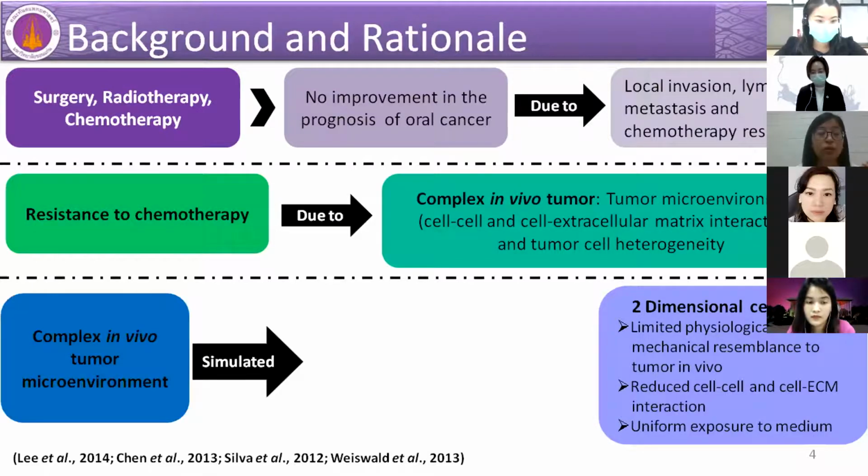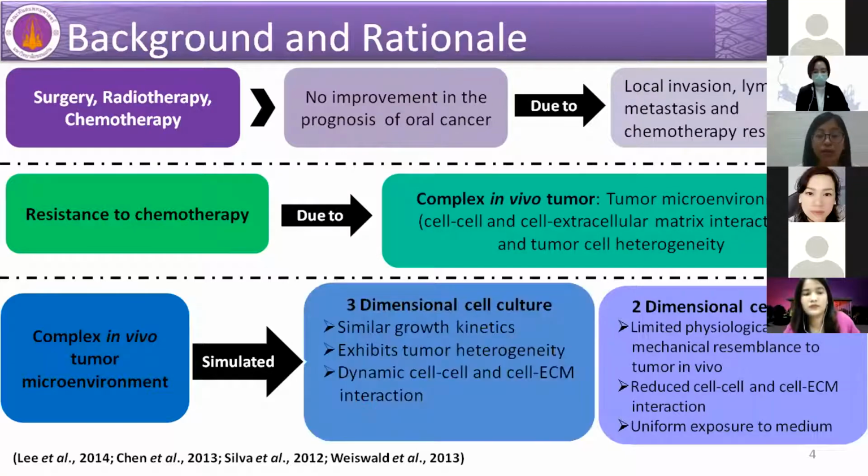So, to recapitulate the complex in vivo microenvironment, 3D cell culture is necessary. As it has dynamic cell-to-cell and cell-to-ECM interaction, it represents partial arrangement of different cells with different morphology, differentiation, proliferation, gene expression, and similar growth kinetics to those of tumor in vivo.